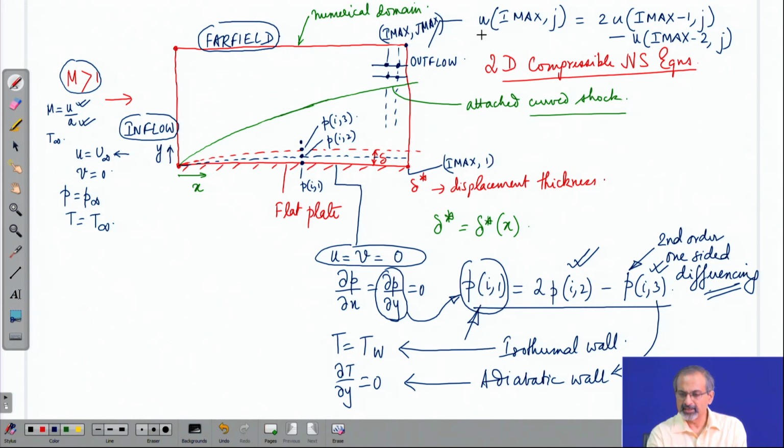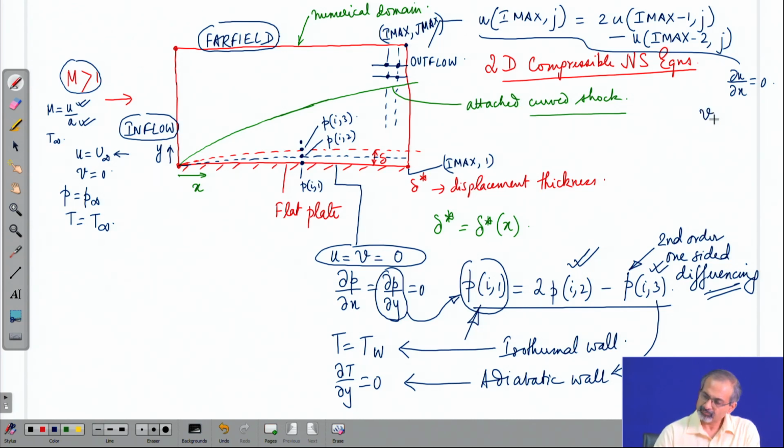As you can understand, here you have just extrapolated the value at the outflow based on internal values by setting the condition del u del x equal to 0. Similar relations can be applied for V, P and T, and that is how you can solve them.